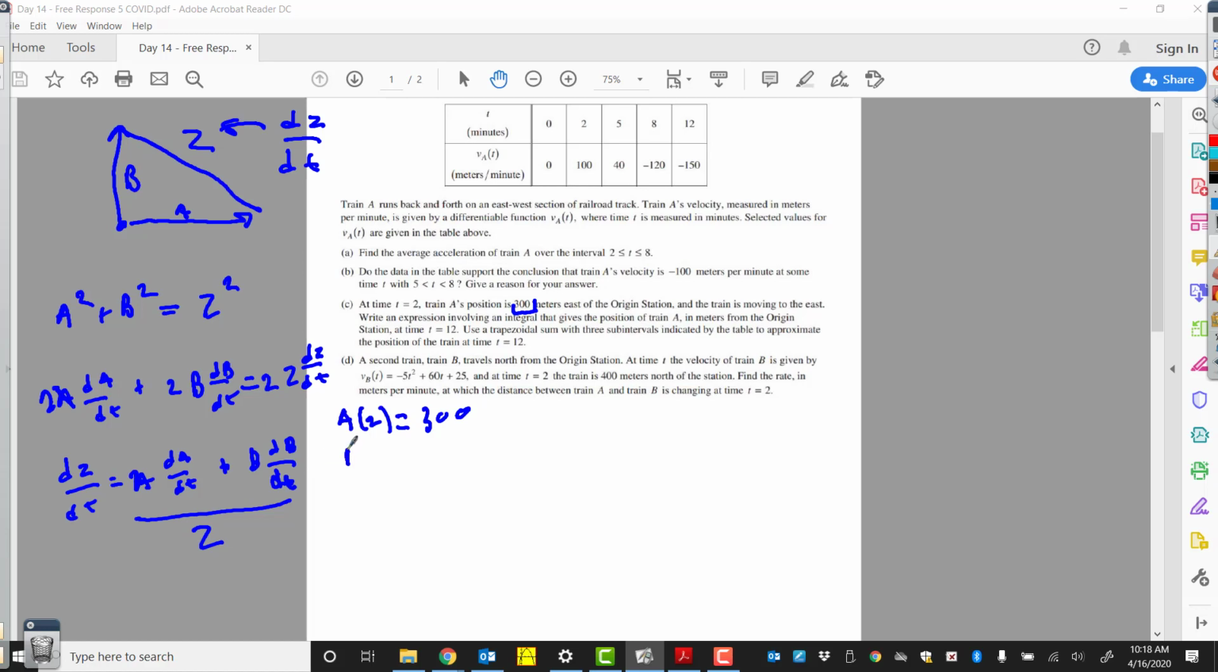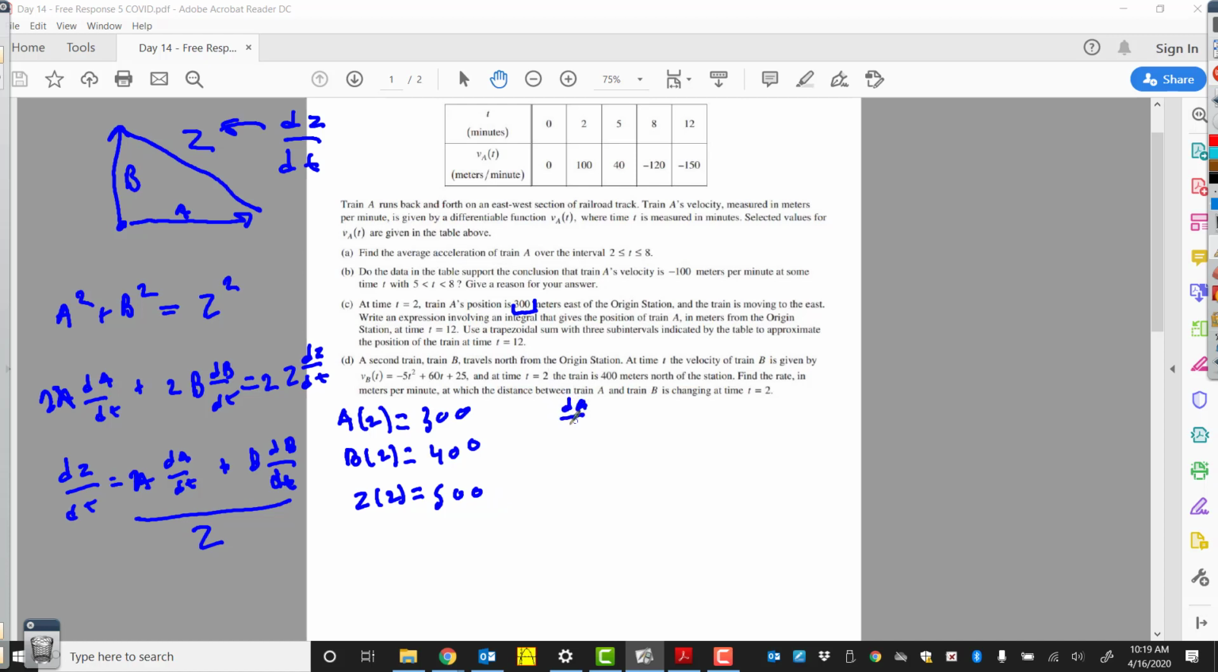We need B of 2. So the position of B at 2. Well, it tells us that straight away. That's 400. We also need z at time t equals 2. Well, that one we don't know, but we could solve it using the triangles. A squared plus b squared equals c squared. This is a 3, 4, 5 triangle, so that's going to be 500. Easy enough there. Now we need our rate of changes for each of these.